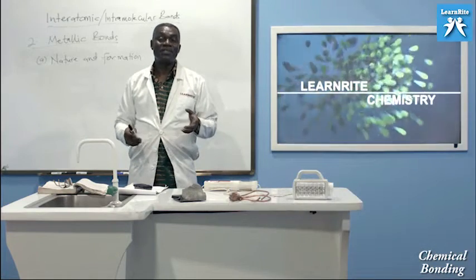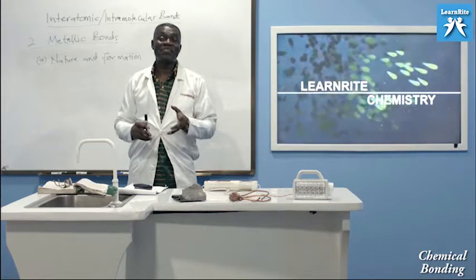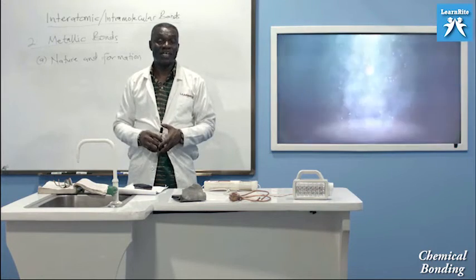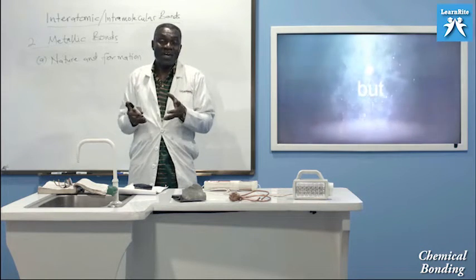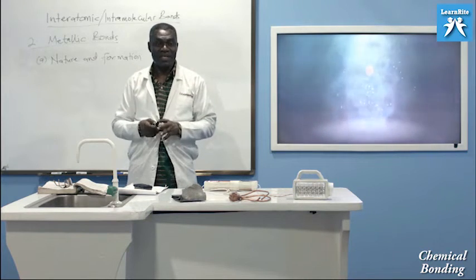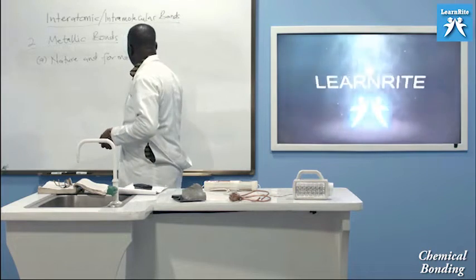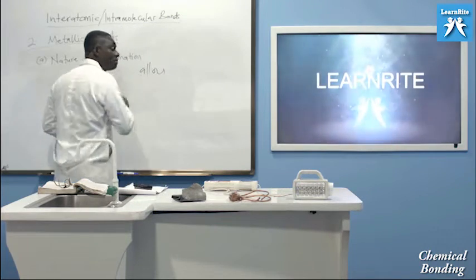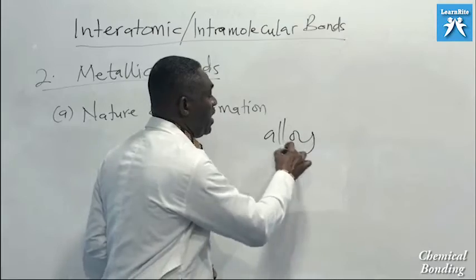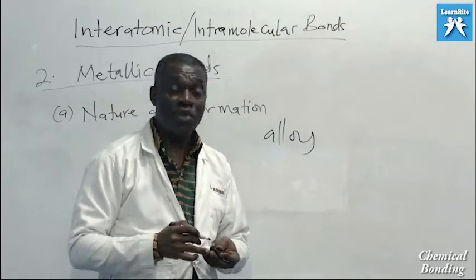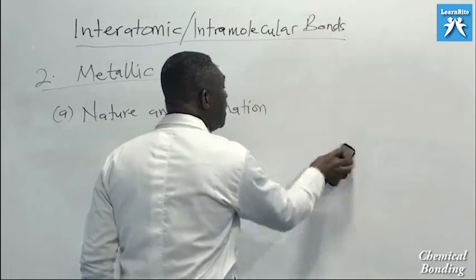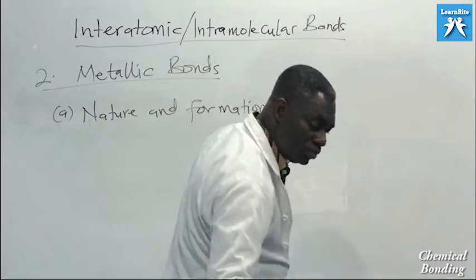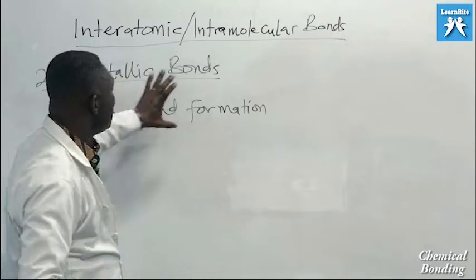You can have 2 or more types of atoms in given metals, but anytime you have such a metal, it is called an alloy. That is a mixture of 2 different kinds of metals put together, and in chemistry we call it an alloy. But in this topic, we are going to discuss pure metals, the bonding that holds the atoms in pure metals together. So that's why I've written here nature and formation.